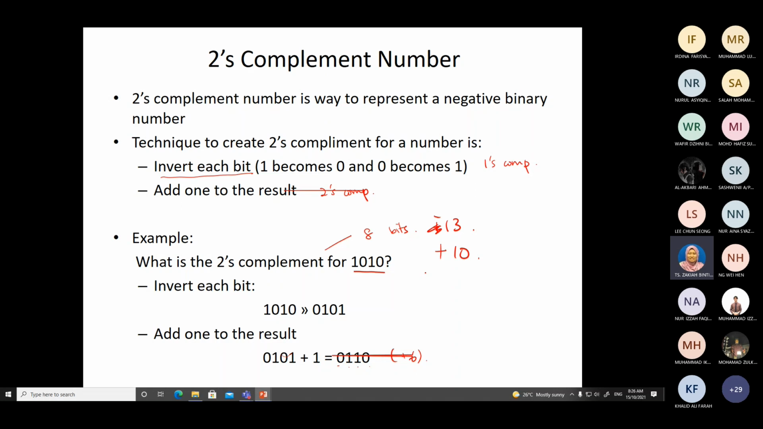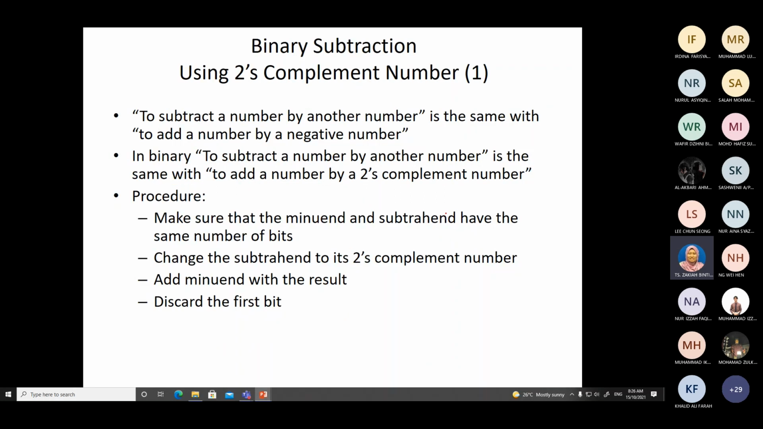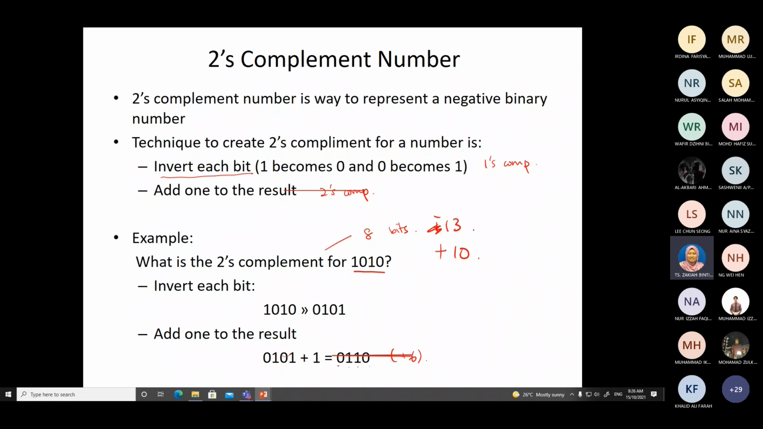So just follow the lab tutorial. It must be given with the size. Don't use this type of style. Let's say, what is the 2's complement for positive 10? What you will do is 1010. But basically this is wrong, because a 2's complement must have a sign bit.